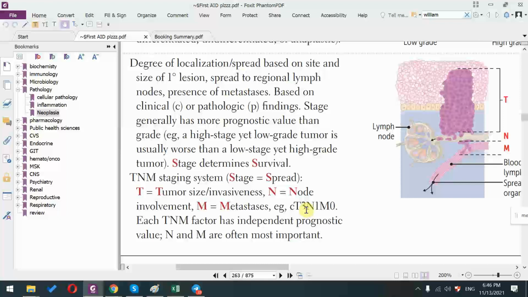So if you have high stage but the tumor grade is low, again, do you want the tumor grade to be low or high? Right, low or high? What do you want the tumor to be? Low grade or high grade? Low grade, yes, because low grade means well differentiation, exactly. So they tell you here a high stage yet low grade tumor is usually worse than a low stage high grade tumor.